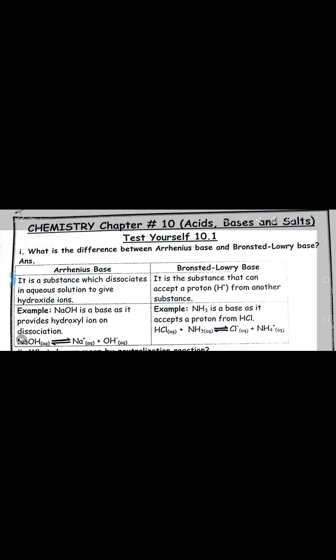On the other hand, Bronsted-Lowry base is a substance that can accept a proton from another substance. Proton means H plus ion. For example, you can see that ammonia is reacted with HCl and HCl will provide a proton, a H plus ion, to ammonia. As ammonia is accepting the proton, that's why it's behaving as a Bronsted-Lowry base.